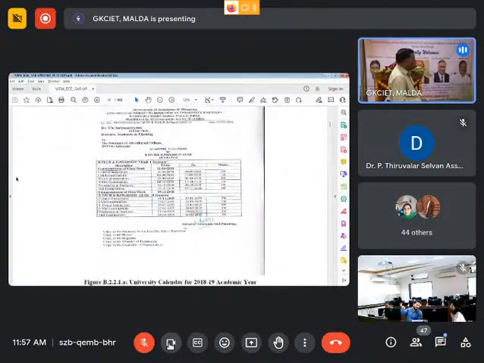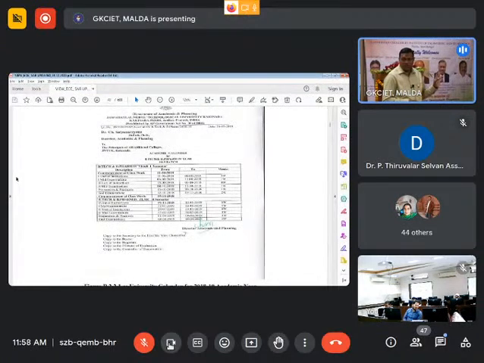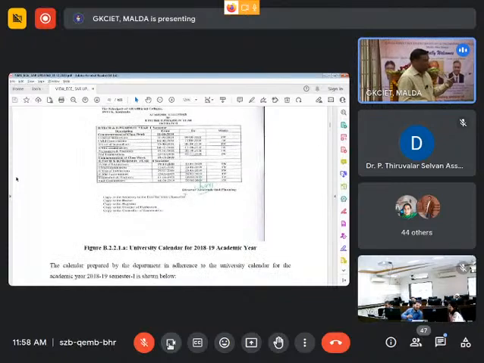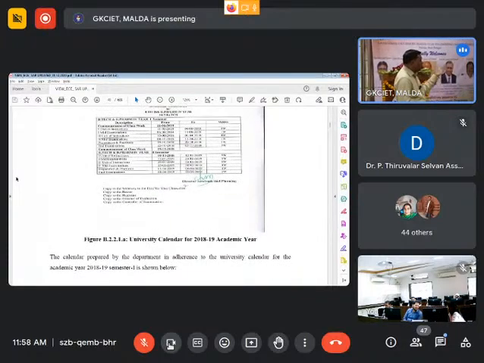This is the academic calendar which they have shown, that this calendar we have adhered to. Because if you remember, maintaining the academic calendar is also there. So the proof they have given. Next.